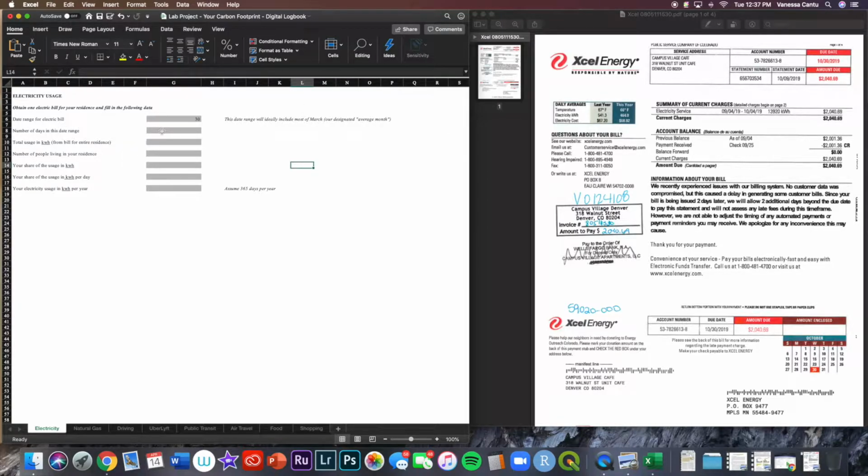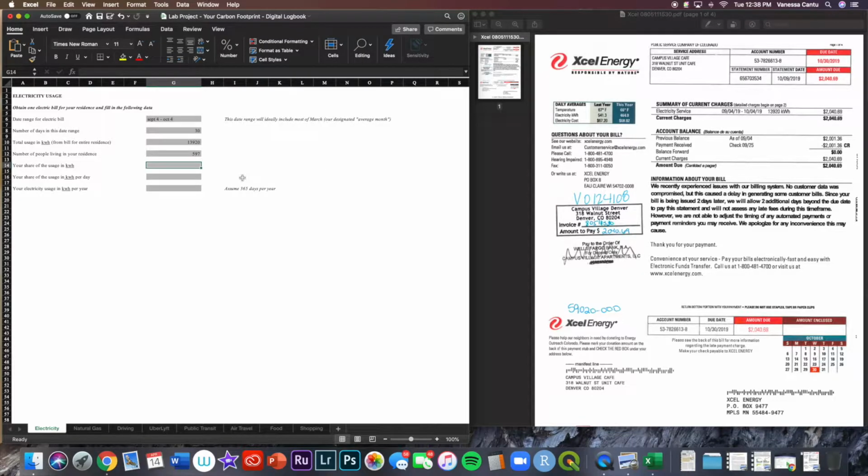So the number of days would be there. And I would just put September 4th to October 4th. Total usage in kilowatts, that's going to be this value here, 13,920. And the number of people living in your residence is really important. If you're using the Campus Village data, you're going to have 597 roommates living in your residence.